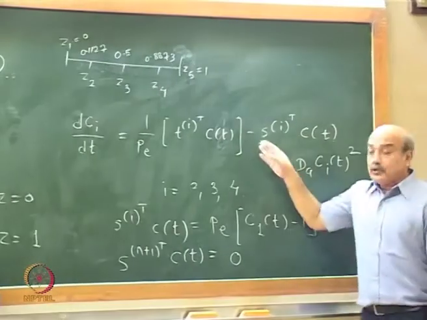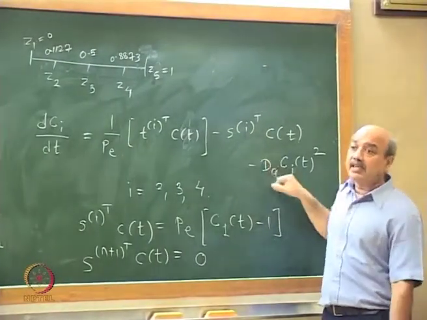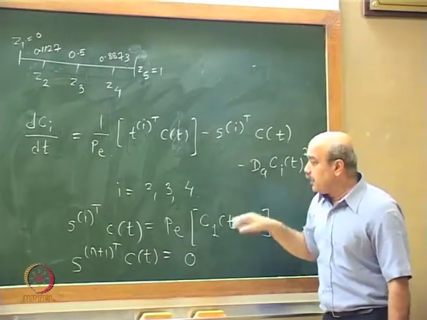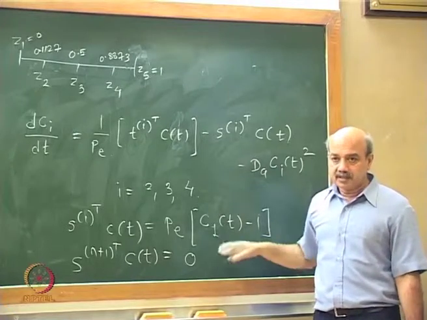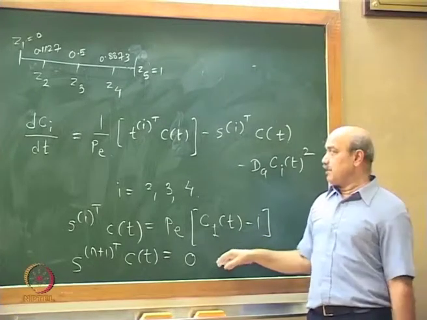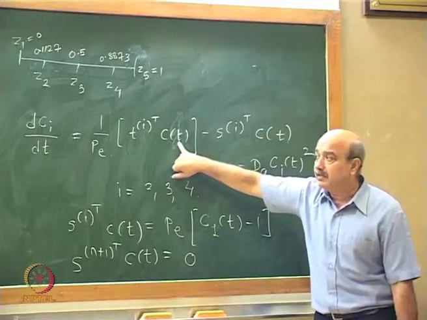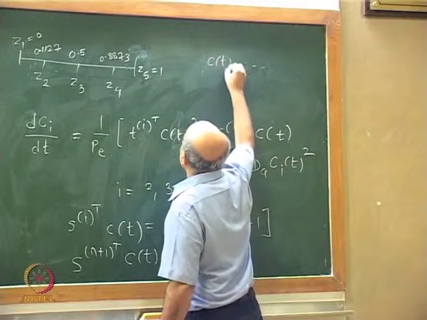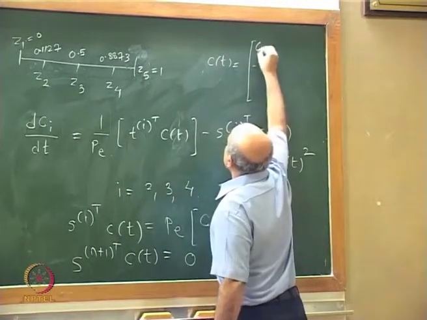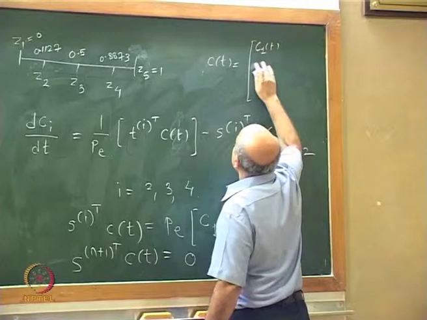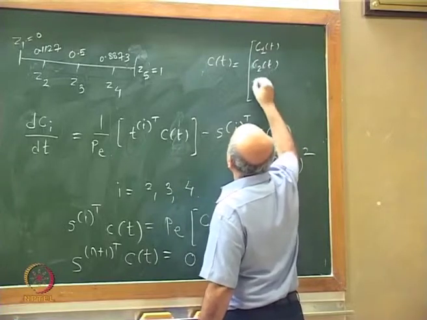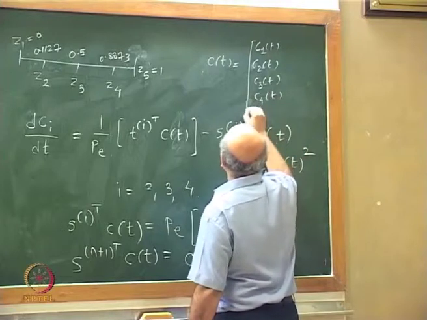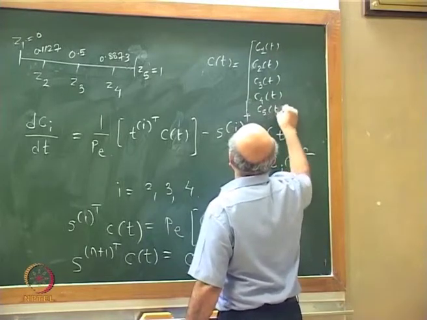So there are three differential equations. These are three coupled nonlinear differential equations, and they are coupled tightly with these two algebraic constraints, and they have to be solved simultaneously. You can see here, what is this Ct vector? Ct vector is C1t, C2t, C3t, C4t and C5t.